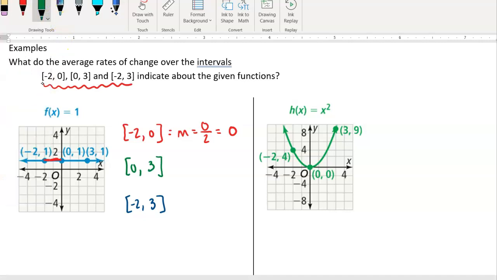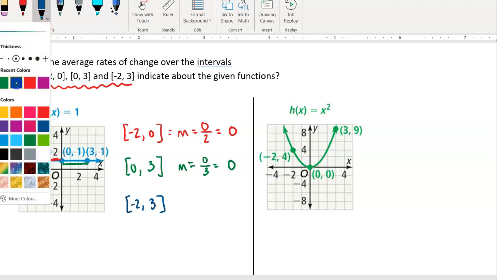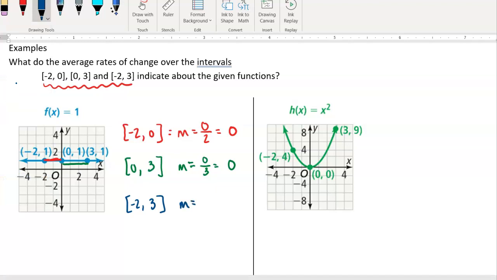The next interval is from where x is 0 to when x is 3. So for that one, the slope, again, the rise, it goes up 0 units, it goes over 3 units. 0 divided by 3 is still 0. And the last one, noticing a pattern here, we're starting at where x is -2 to when x is 3. So the rise is still 0, and it goes over to the right 1, 2, 3, 4, 5, really doesn't matter, because 0 divided by 5 is still 0.